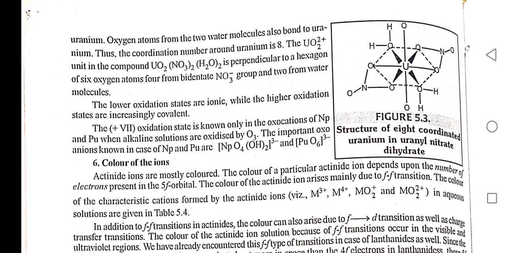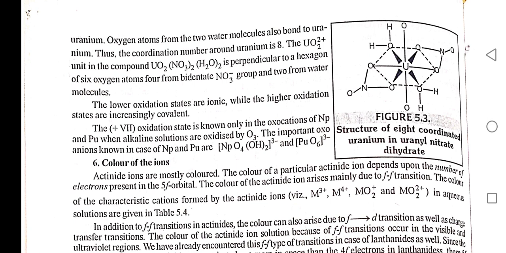When alkaline solutions are oxidized by O3, the important oxoanions known in the case of Np and Pu are NpO4(OH)2 3- and PuO6 3-.